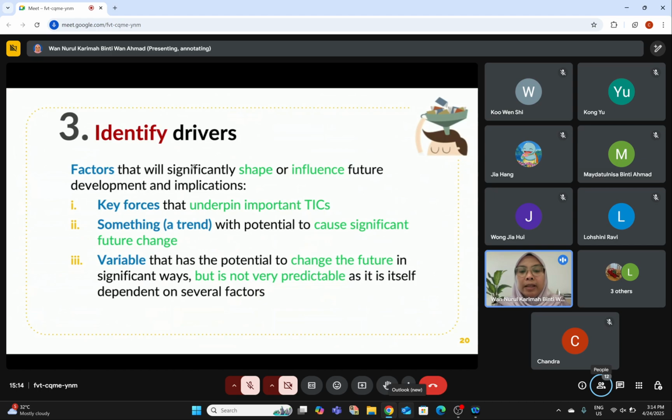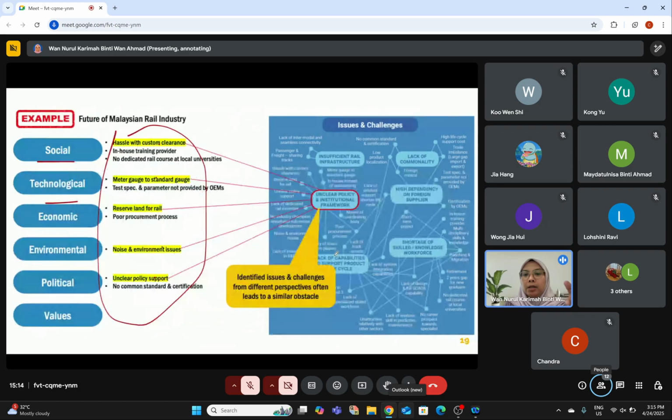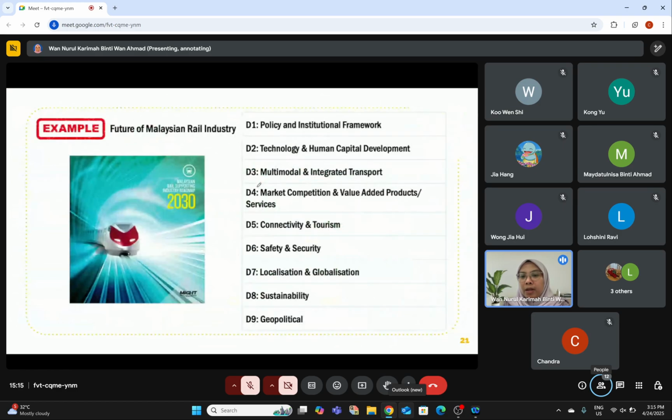So these are basically the factors that will significantly shape or influence the future development and implications of a certain technology. These can be the key forces that underpin the important trends, issues and challenges. Something like a trend that has a potential to cause significant future change, and the drivers are also variables that have the potential to change the future in significant ways, but it's not very predictable as it is itself dependent on several factors. So kalau kita ambil examples from here, the interrelationship between all these key terms related to issues, trends and challenges, and then we come up with the main driver.